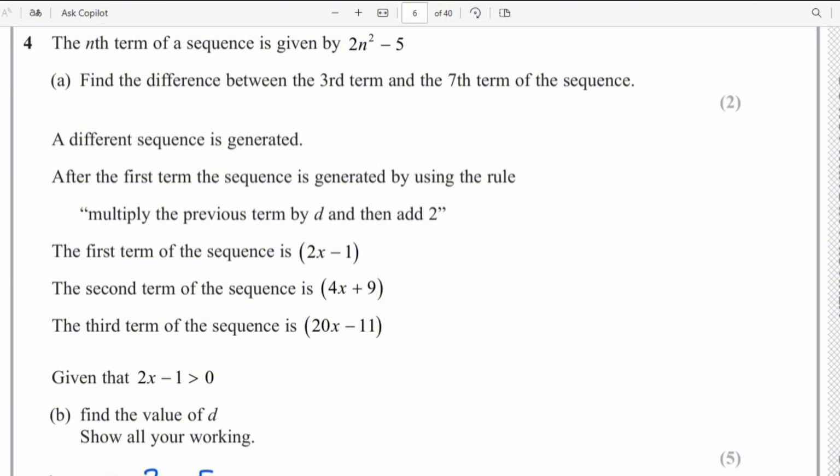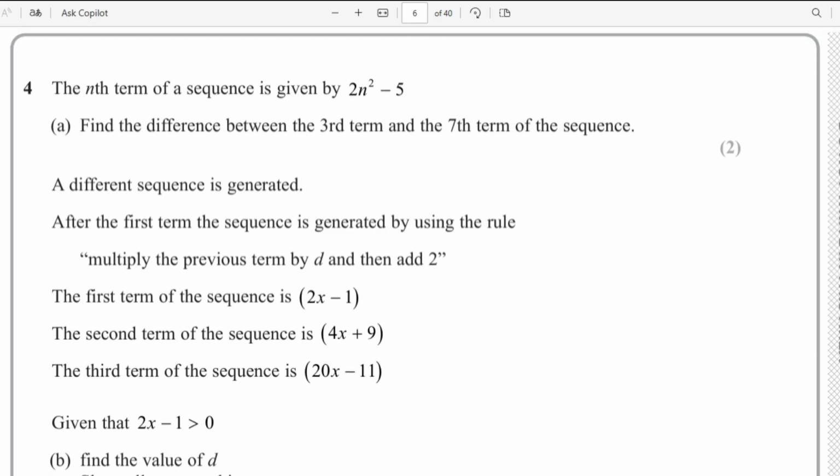A different sequence is generated after the first term. The sequence is generated by using the rule: multiply the previous term by d and then add 2. The first term of the sequence is 2x minus 1. The second term of the sequence is 4x plus 9. The third term of the sequence is 20x minus 11. Given that 2x minus 1 is greater than 0, find the value of d.